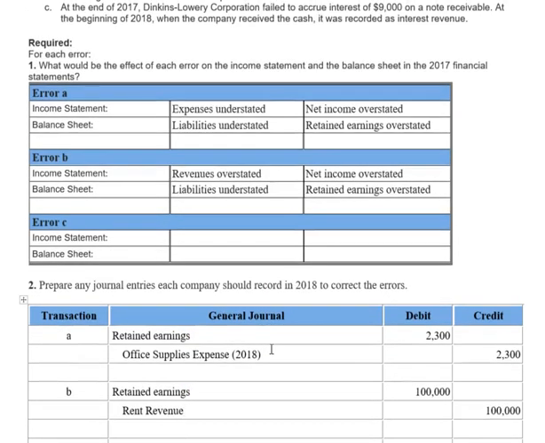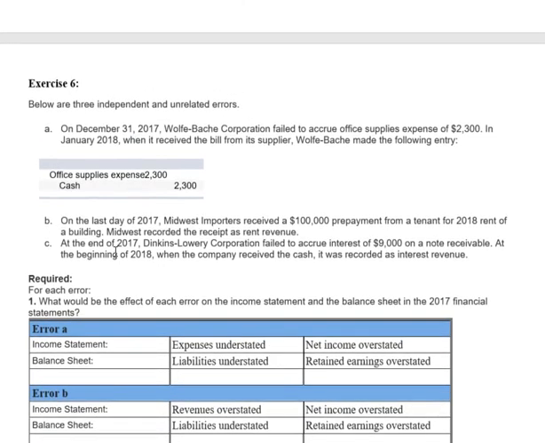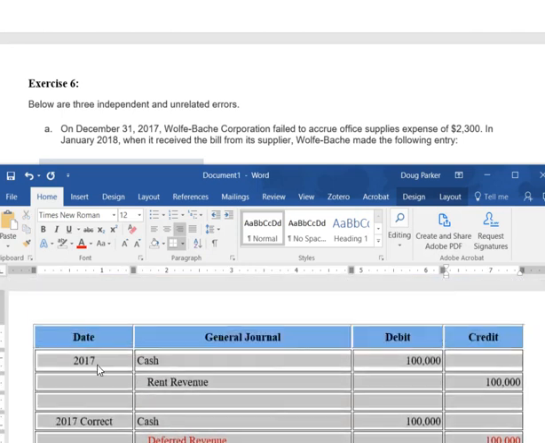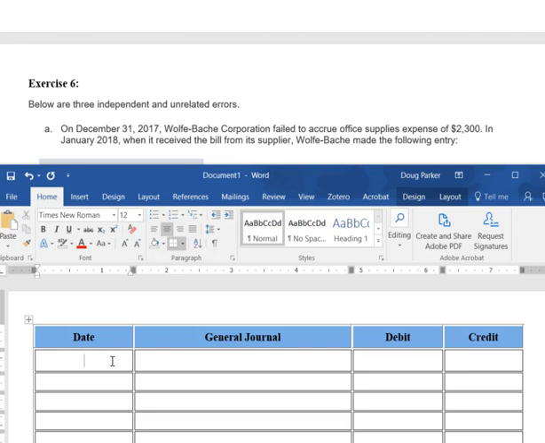All right. Last one. Let's look at C. At the end of 2017, Dickens Lowry Corporation failed to accrue interest of $9,000 on a note receivable. At the beginning of 2018, when the company received the cash, it was recorded as interest revenue. Interesting. So, what happened in 2017? Well, let me erase all of this. 2017, what happened? Nothing. We didn't record a single solitary thing in 2017. Absolutely nothing.